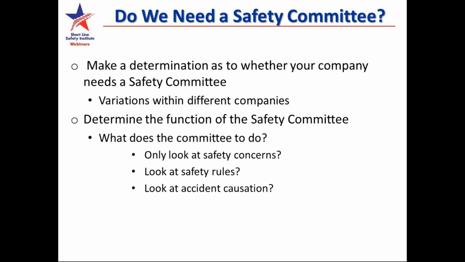Other companies have their safety committees periodically review the rules that they have in place. What are the safety rules that we have now? And make a determination as to whether or not they need to be reviewed with a view towards changing some of the safety rules. Some companies have their safety committees look at accidents or incidents, do root cause analysis, and determine what the causation of accidents and injuries are.